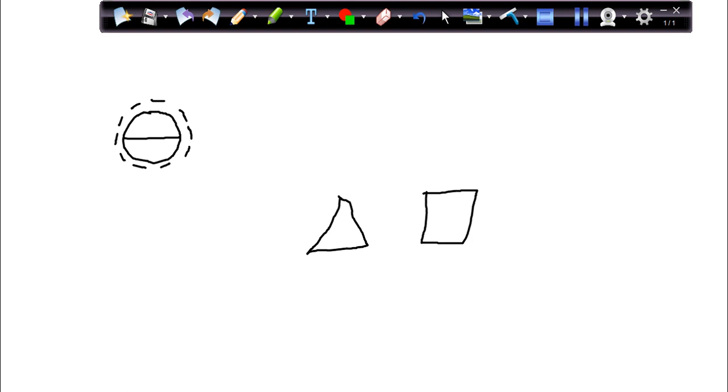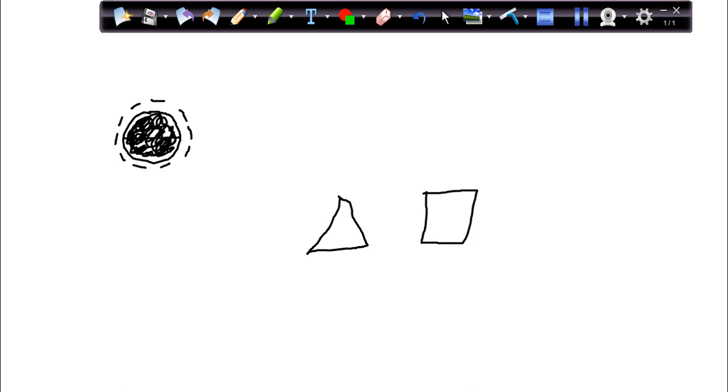Now, the area of a circle is the space inside. So everything inside, if we were going to color this, everything inside the circle, we call it the area. All the space is called the area. Okay?